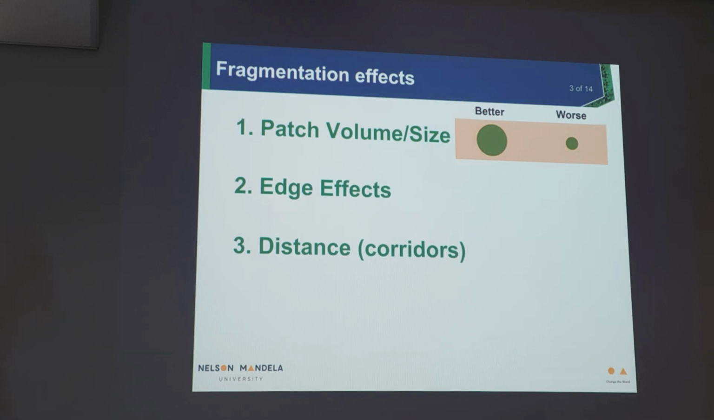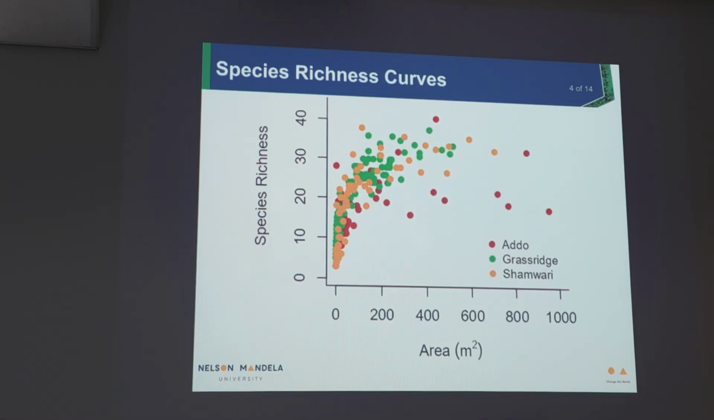So if we start with patch volume, the traditional fragmentation, ecology, conservation component says that it's better to be bigger rather than smaller, and that of course means there's a size that is big enough, and there are sizes that are probably too small. So I combined 3 Calcrete Bontveld data sets. Addo is in the red, Grassridge in the green, and Shamwari in the orange.